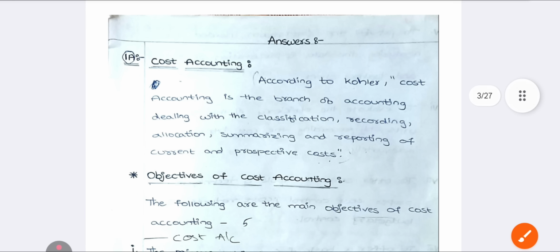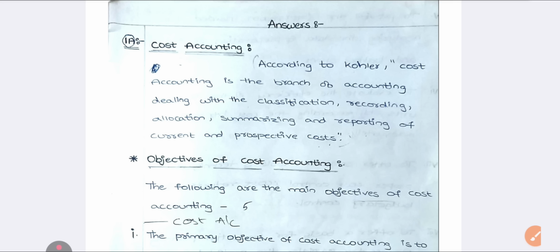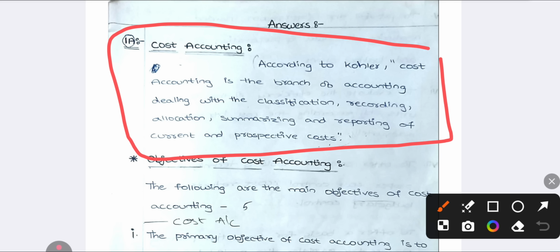The first answer: any type of theory question you attempt from unit number 1, this is the matter which is fixed. The definition of cost accounting is compulsory. You need to write it in unit number 1, for any type of answer, any type of question. Okay, cost accounting definition. What is this cost accounting definition? According to Kohler, cost accounting is the branch of accounting dealing with the classification, recording, allocation, summarizing and reporting of the current and prospective cost.